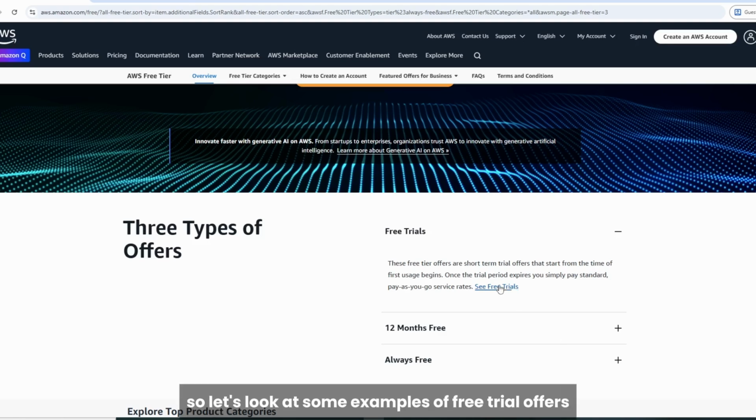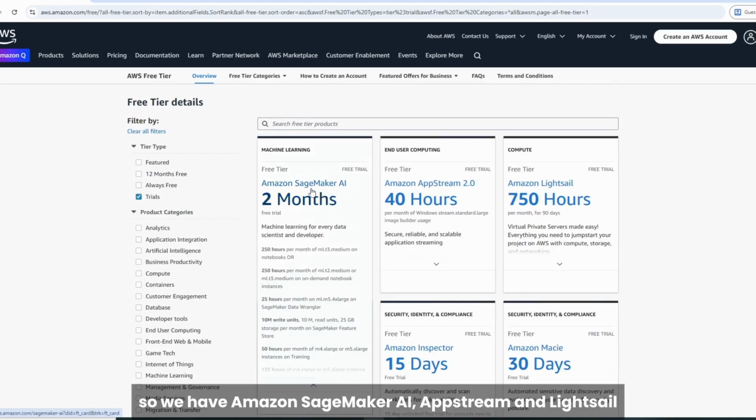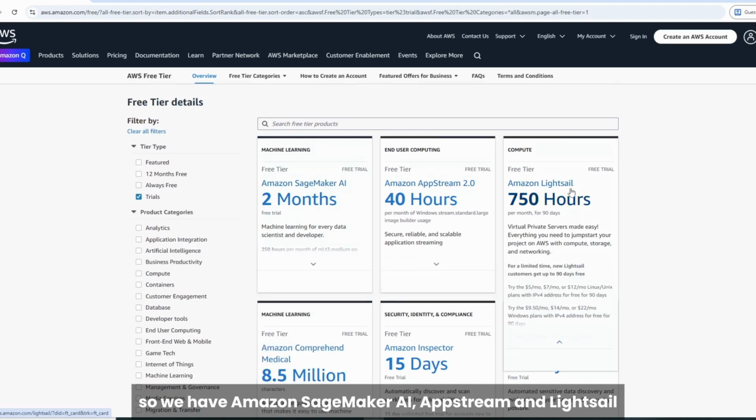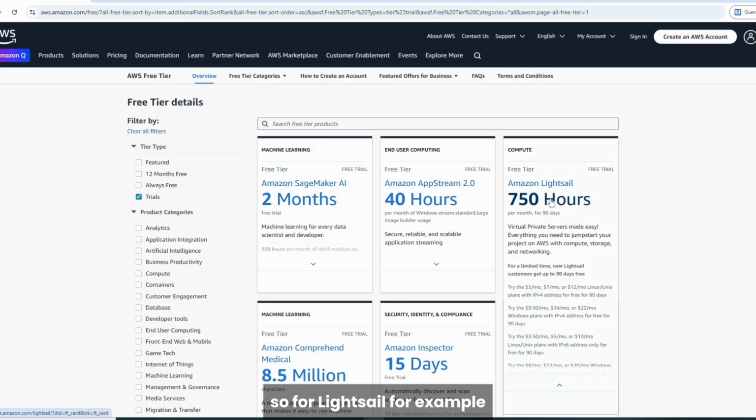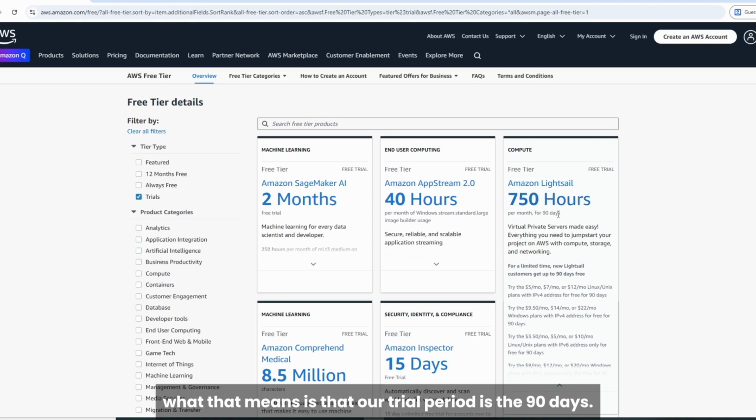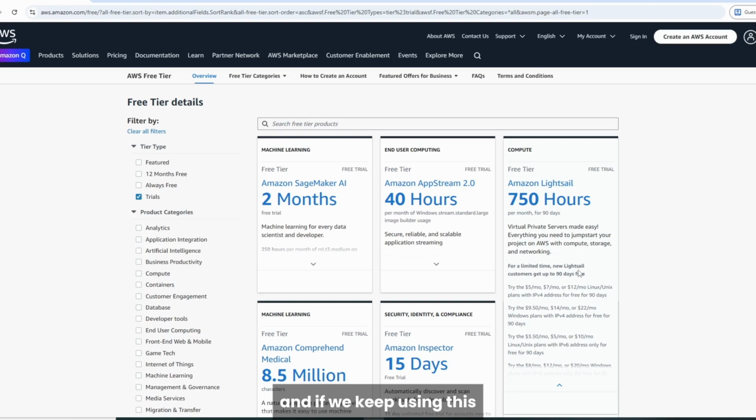So let's look at some examples of free trial offers. So we have Amazon SageMaker AI, Upstream, and Lightsail. So for Lightsail, for example, we have 750 hours per month for 90 days. What that means is that our trial period is 90 days. Once this trial period expires, we will start paying the regular pay-as-you-go rate. If we create an account today and start using Lightsail, it means that the trial period will expire within our free tier duration. And if we keep using this, we would have to pay for the usage even though we are within the free tier duration.